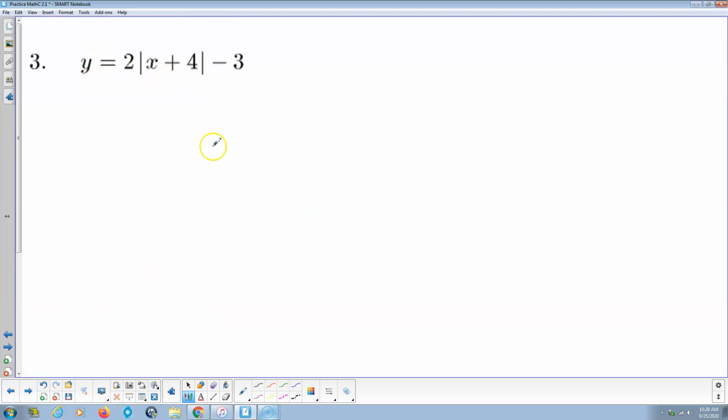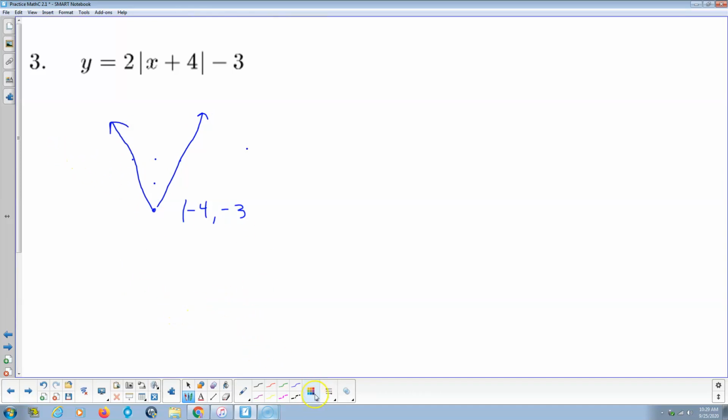Here, where's the vertex at? Well, what are we adding to x? We're adding positive 4. So that means the x-coordinate, the horizontal shift, is actually negative 4. So it shifted 4 to the left of the origin. And then the vertical shift is negative 3. So it shifted 3 down. So that means the origin is up here somewhere, 0, 0. So we're shifted 4 to the left, 3 down. And this is a positive 2. So this guy goes upwards towards positive infinity, with the slope of 2 and negative 2. So up 2, 1 to the left, up 2, 1 to the right, boom, we connect the dots. There's our graph.